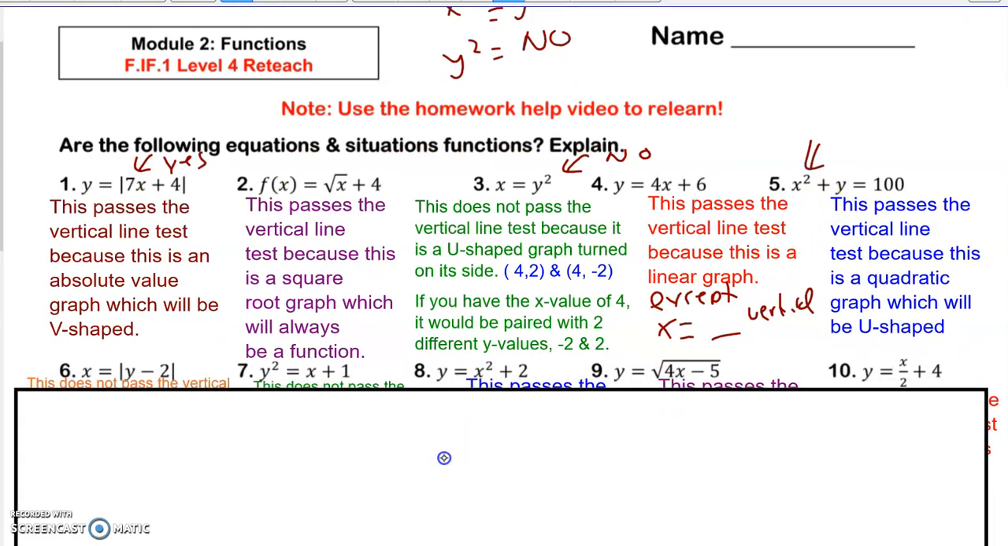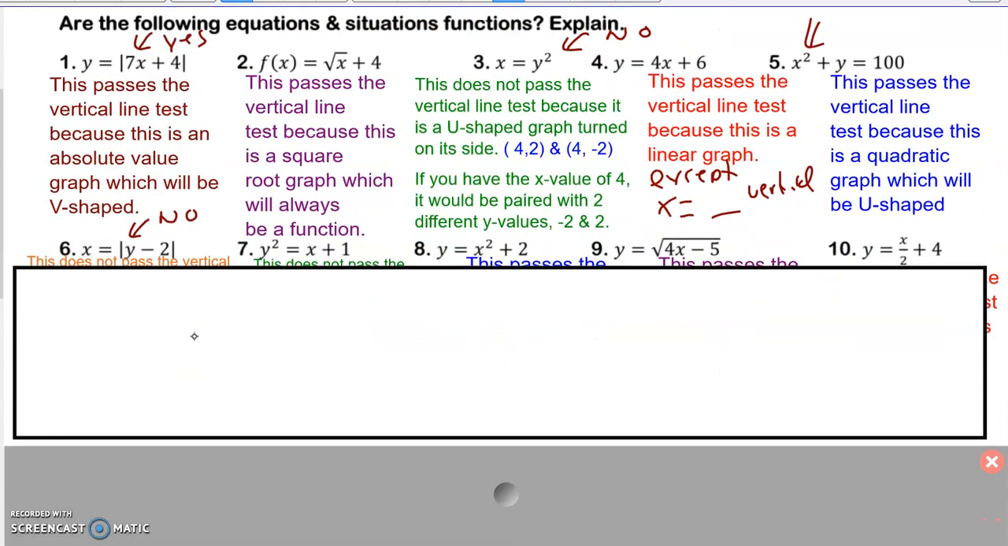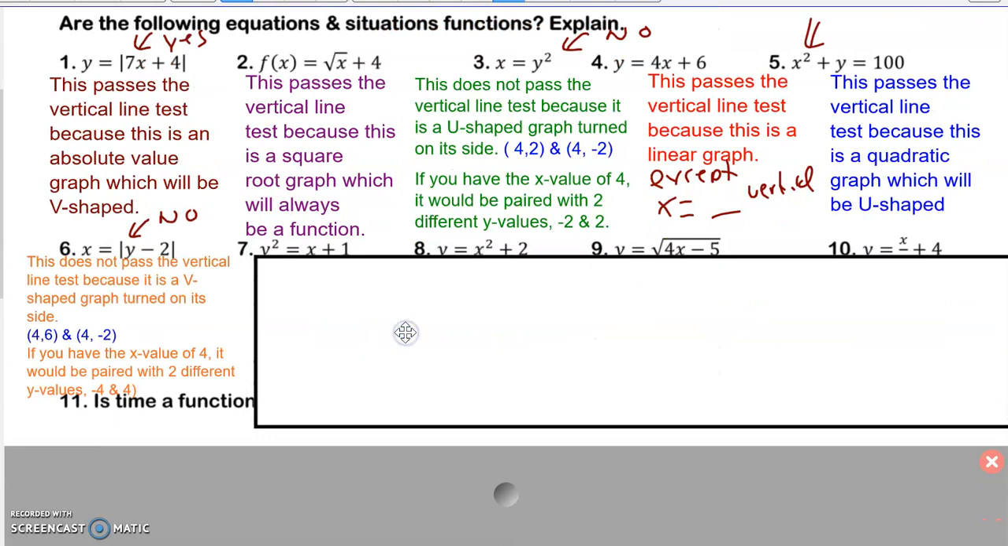So let's take a look at the next row. We have another absolute value, but there's a y on the inside. We want the y on the outside and the x on the inside, so this y is a no. So when we have a y on the inside, it's a definite no. So it does not pass the vertical line test because it's a V-shaped graph turned on its side. If you have an x value of 4, it would be paired with two different y values, -4 and 4.